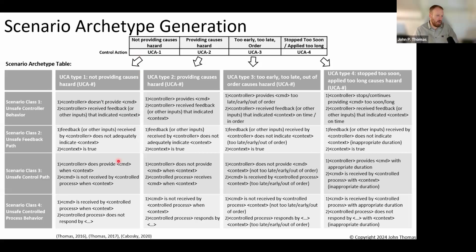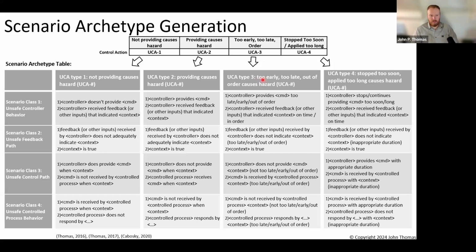That's unsafe. We want to consider in class 3, what if the controller does something safe, but it doesn't matter? It sort of doesn't matter because the process misbehaves anyway. So we invert the UCA, right? The UCA is not providing, we invert that. Does provide, controller does provide command. It's not the UCA, it's a safe command, but it doesn't work. It's not effective, or it's not followed. Command is not received by the process, and so on.